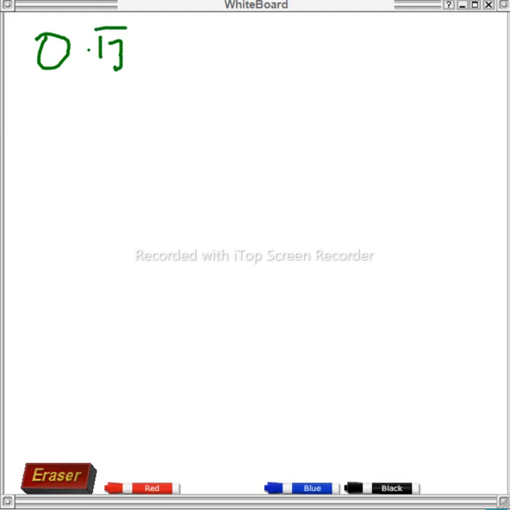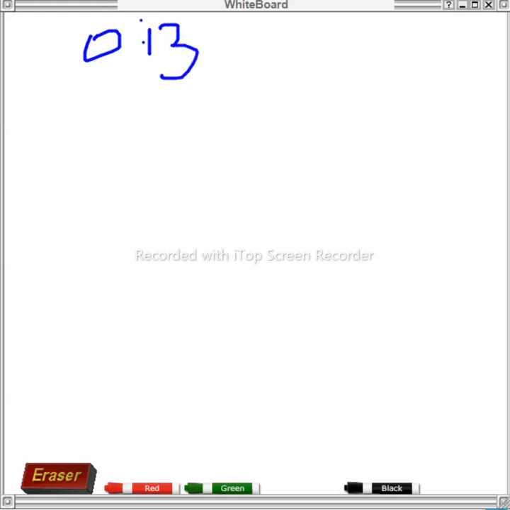0.13 will be repeated. Sorry, this is not. Let us change the color. 0.13, and this 13 is a repeated number, so we write this without bar notation. 0.1313 and put 3 dots to show it is a continuous number, so 13 will be repeated. So our answer is for A. This is our answer.